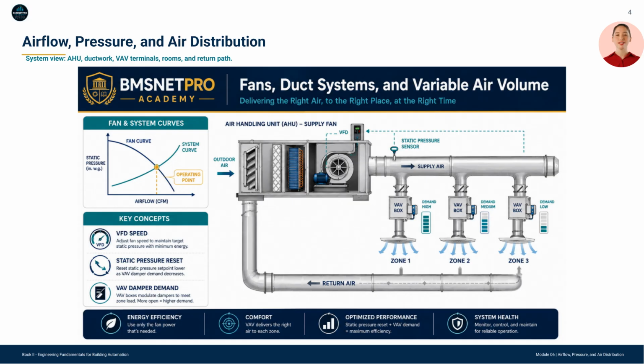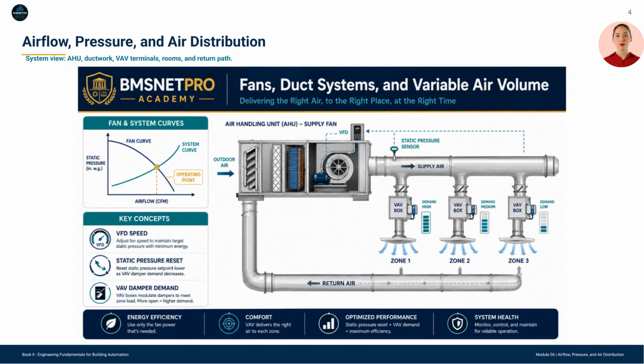This diagram gives us the complete air distribution story. The air handling unit creates the pressure and airflow. The supply duct moves air to the branches. The VAV boxes regulate how much air reaches each zone. The diffusers distribute the air into the room. Then the return path completes the circuit back to the air handling unit.